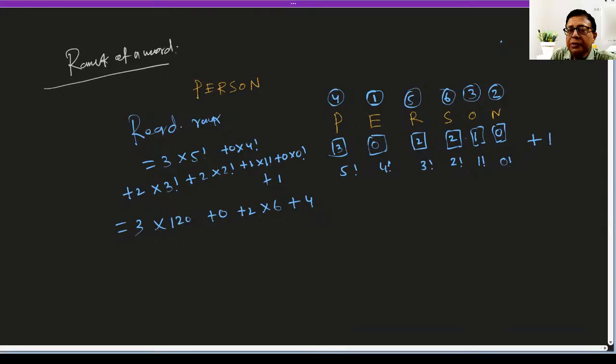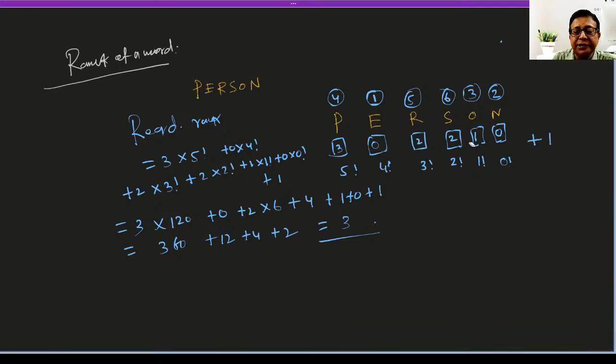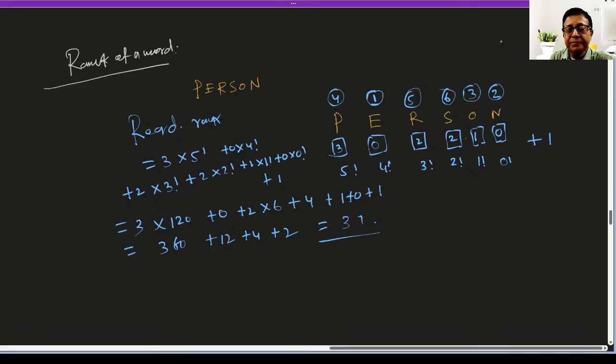So this will be total 3 into 120, 0, 2 into factorial 3, plus 2 into factorial 2, 4, 1, 0, 1. This is what? 360, 12, 4 and 2. So rank going to be 378. So this will give the rank and do it.